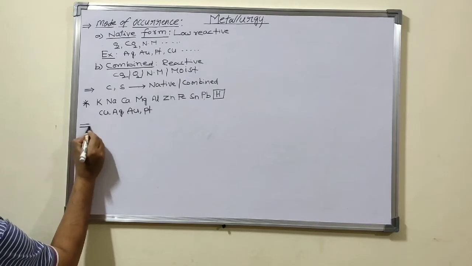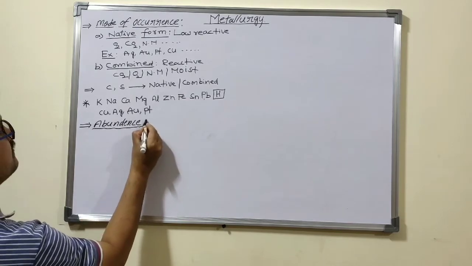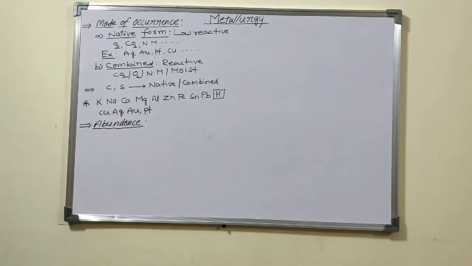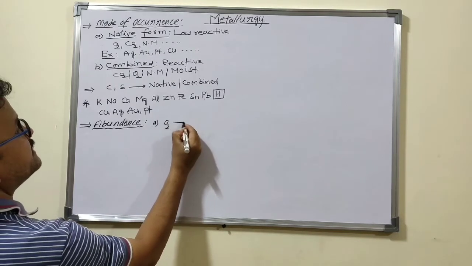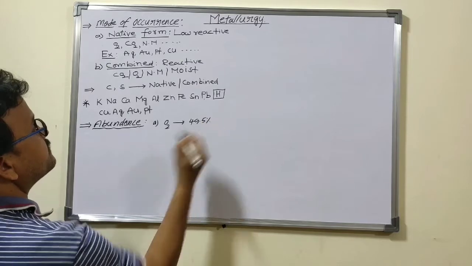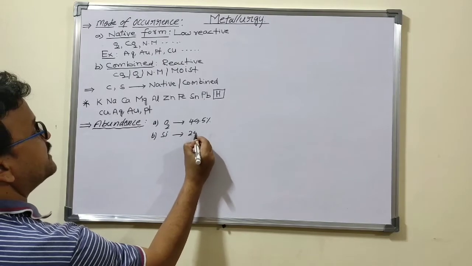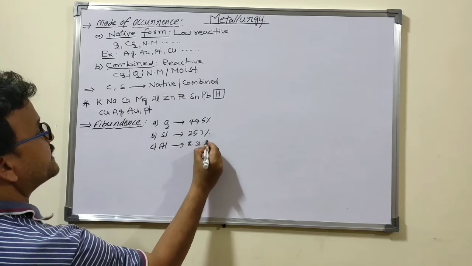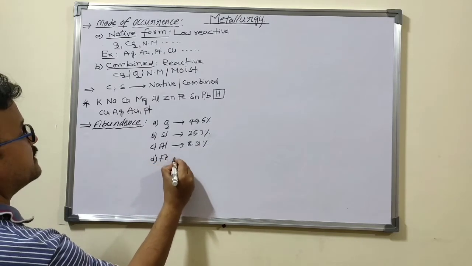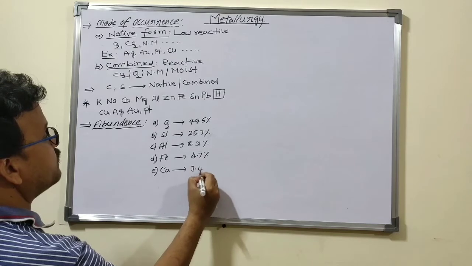Next, abundance of elements. Abundance of elements is not in the same ratio. Different elements are abundant in the earth crust in different percentages. For example, oxygen is 49.5%. Next, silicon is nearly 25.7%. Next, aluminium is nearly 8.31%. Iron is nearly 4.7%, and next calcium is nearly 3.4%.